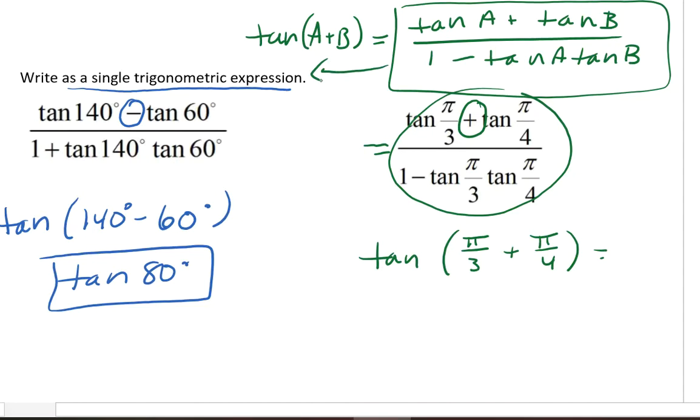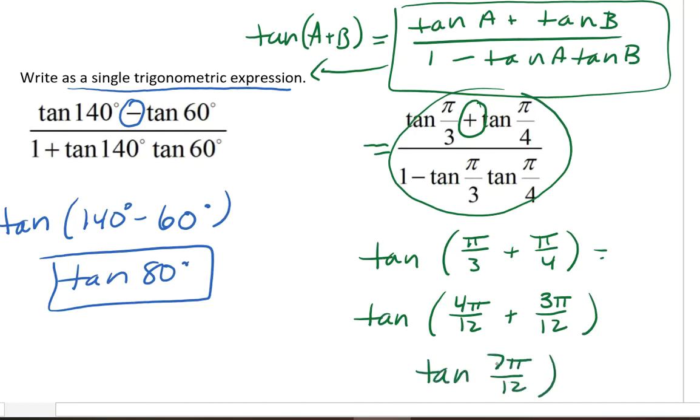So in order to add these two radians, I want the same denominator. So I'm going to have 4 pi over 12 plus 3 pi over 12, which is really tangent of 7 pi over 12. All right.